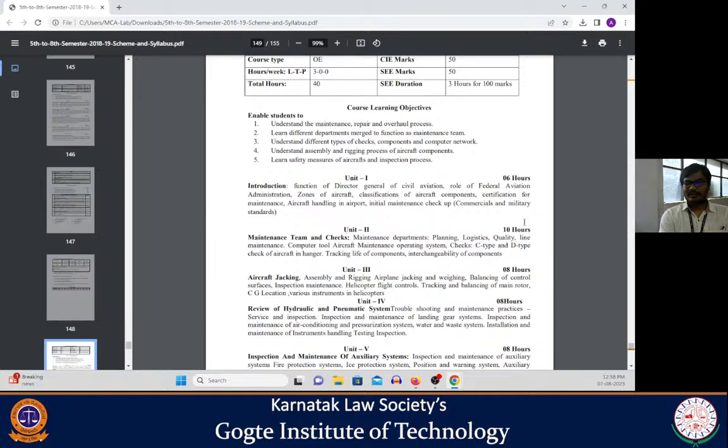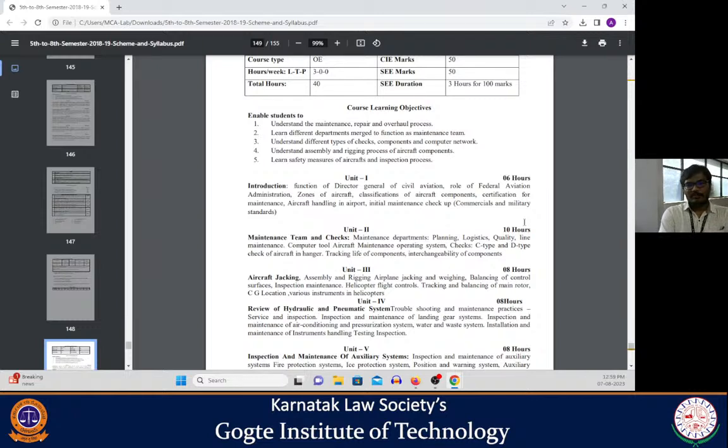What is the Director General of Civil Aviation? Under which ministry does it come? So some basics, some theory, only the theory part we'll discuss in this. In the second unit, we'll discuss something more detailed about aircraft maintenance. So the first thing is related to authority, and in unit 2 we'll slowly go to aircraft maintenance.